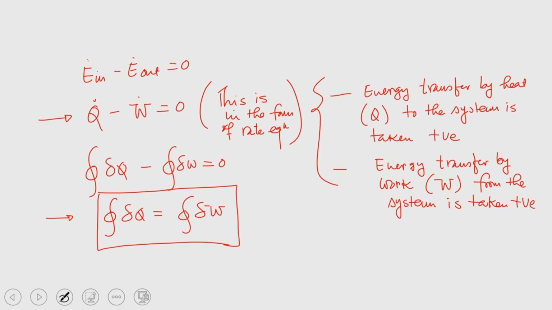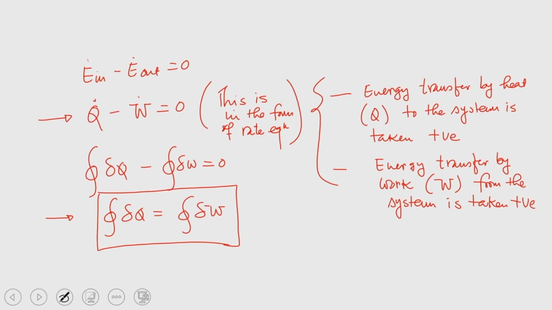So, starting from the generic form of the energy balance equation, we have established that the first law for a system undergoing a cyclic process can be written in this form. Now, what we can tell from this equation, perhaps you have derived this expression in your thermodynamics course.